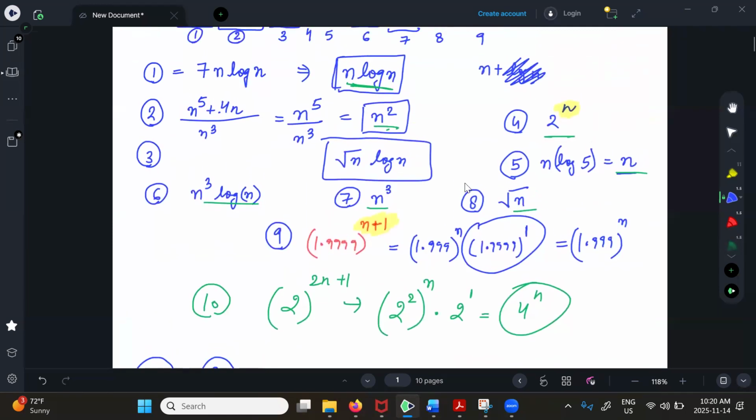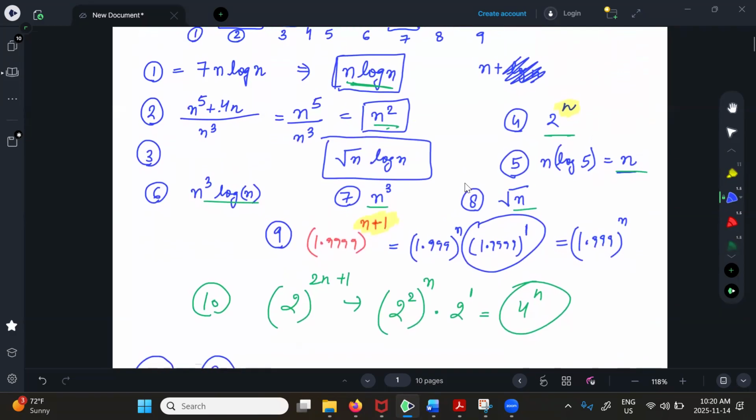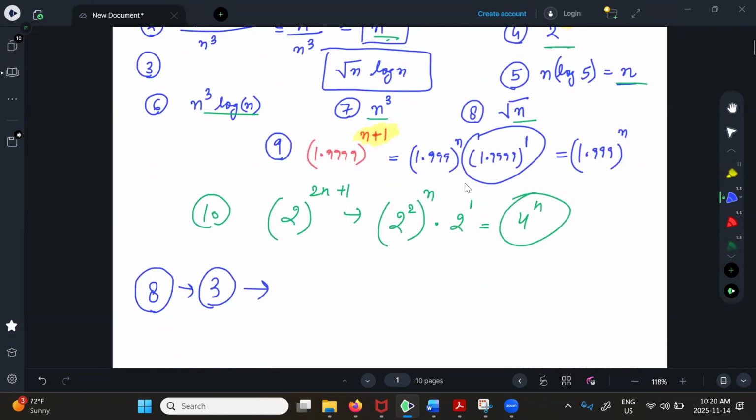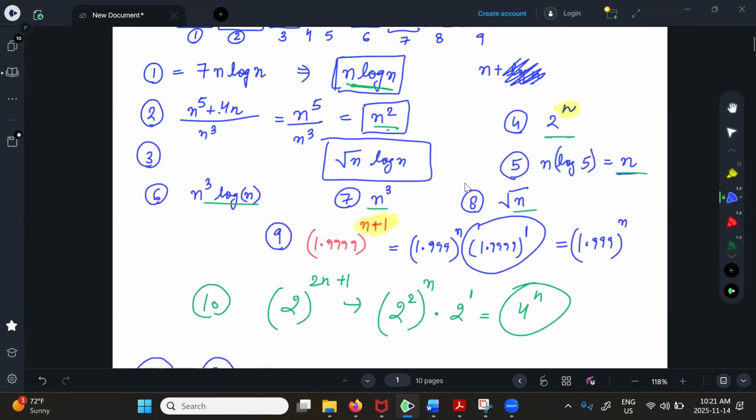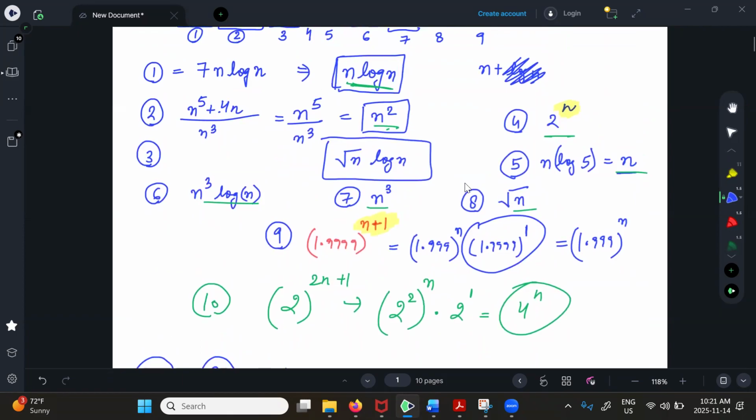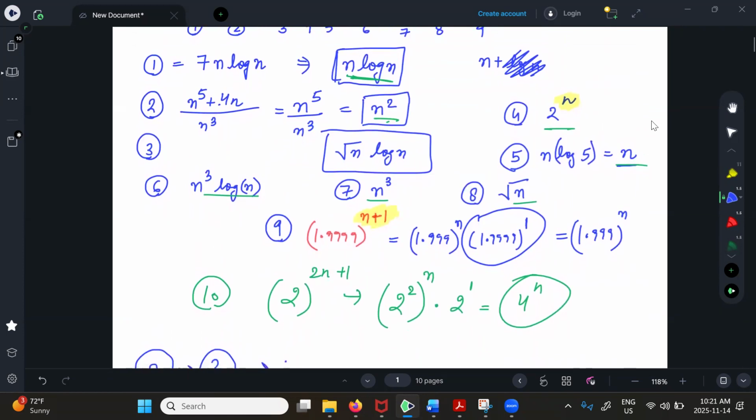5 or 1. What is 1? 1 is n log n. No, definitely 5 grows slower than that. Square root of n log n is the smallest. Okay. Then we have, what was 3? The smallest one is just a square root. It's just a square root. Yeah, so 8 and 3, and then we go 5, because log n is a positive quantity greater than 1, so if you multiply by it, it's going to grow faster than just n, right?